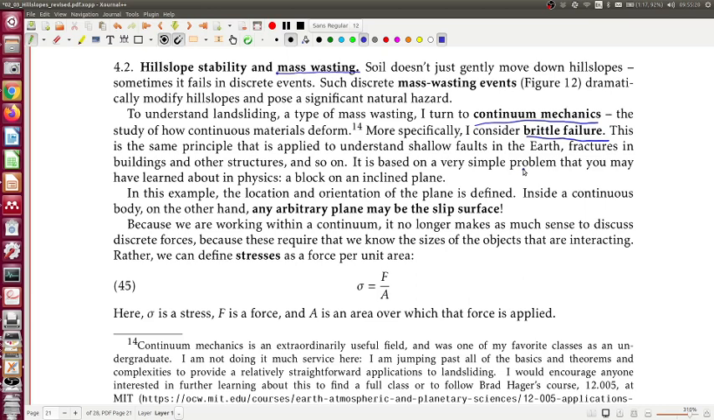So if we have a certain stress that's applied, and I'm going to say that there's sigma, this is a stress, that's applied to a body, there's going to be a set of responses to that inside that body. But first off, let's just define a stress. So a stress is a force per unit area.